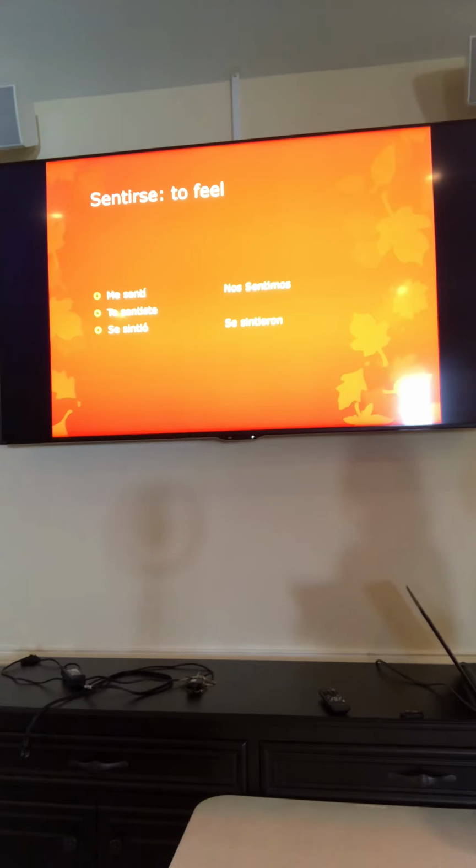Sentirse is to feel. Make sure you write down those pronouns. Me sentí, te sentiste, se sintió. Sentirse has that se on the end of it, so we need to write down these pronouns as well. Nos sentimos and se sintieron. Write those down for me. Pause if you need to. Hit play when you're ready.